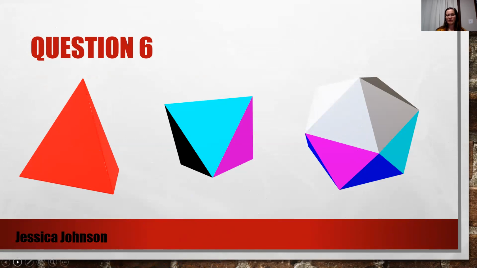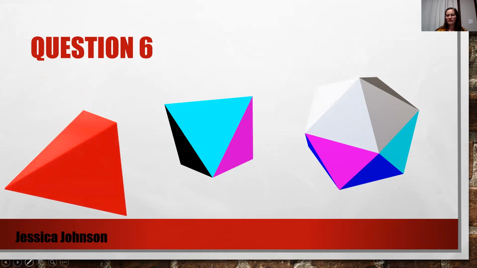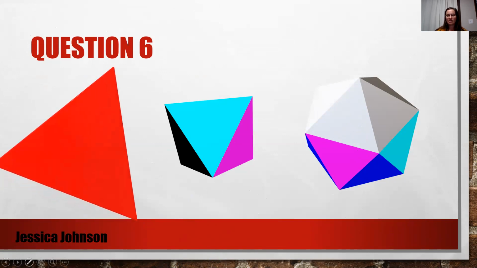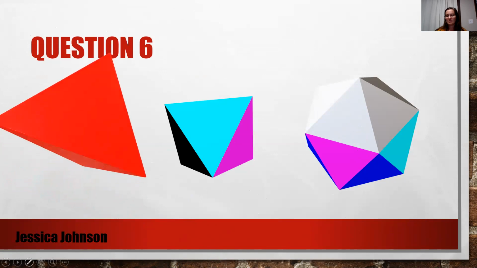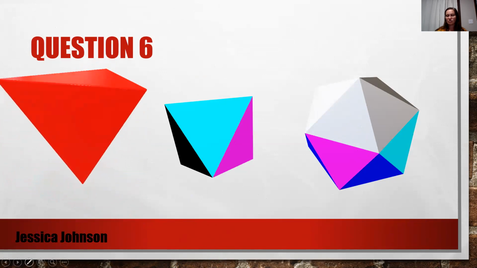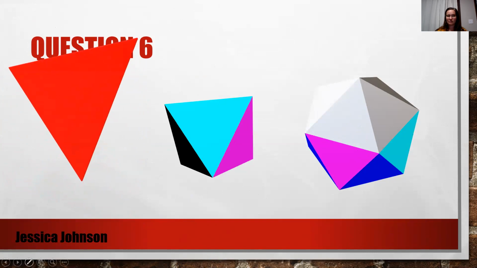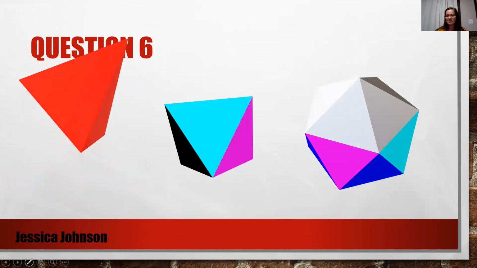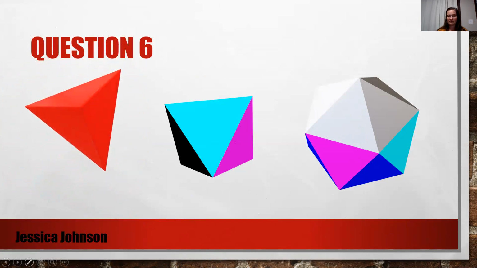A tetrahedron is a polyhedron that is made up of 4 triangle faces. The base of the tetrahedron is considered one of the faces. A tetrahedron will have 6 straight edges and 4 vertices or corners. You can think of a tetrahedron as a pyramid.